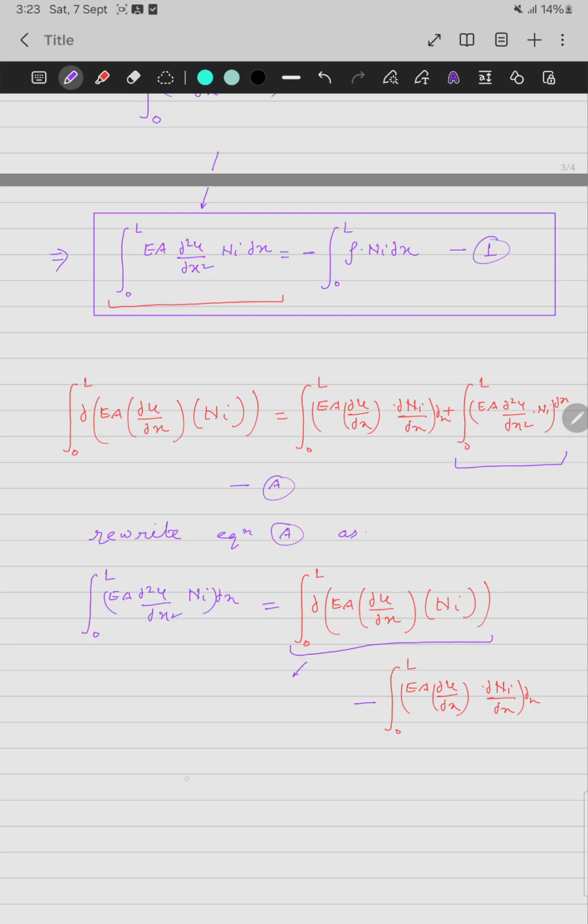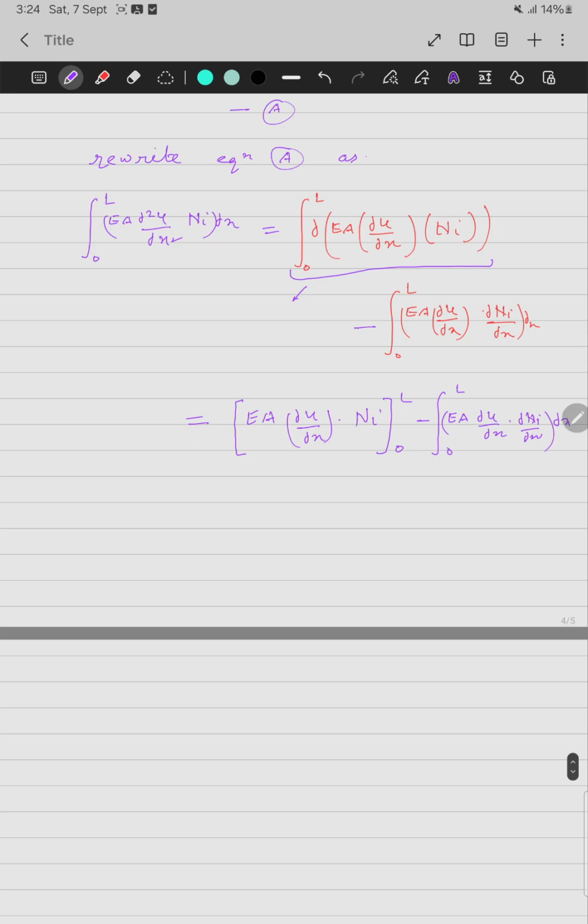So what we will get? We will get, basically, in the right hand side, EA del U by del X Ni, and we'll put its limit from 0 to L, minus, it will be the same. We can write it like it is only. So it will be del U by del X, and it will be del Ni by del X times dx.